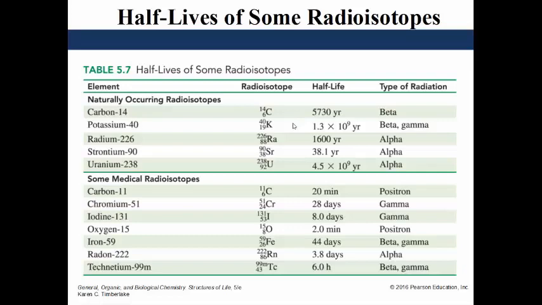Now, some of these are really short, such as technetium, which is only 6 hours for half-life. Radon-222 is 3.8 days. Some are only minutes long. Carbon-11's half-life is only 20 minutes. Radium-226, 1,600 years. And then potassium-40, 1.3 times 10 to the 9 years. Yeah, so that value would be 1,300,000,000 years. So as you can see, various elements have a great variety of half-lives.